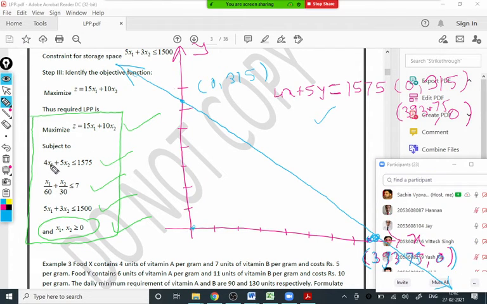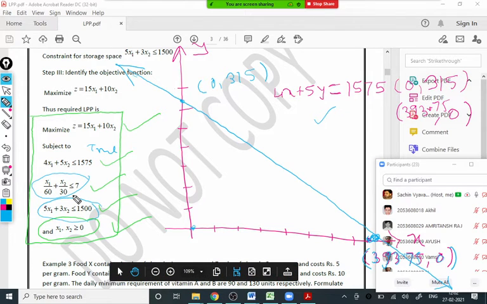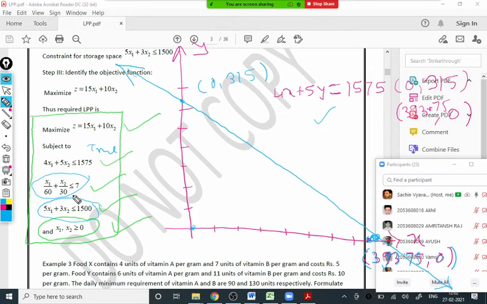Yes, very good. If you replace x1 and x2 with 0, you will observe 0 is less than 1575. That is true, so it is the origin side. So the region is this side. Like that, we draw the second and third constraints and find the feasible region. Then there is a theorem that says the maximum value occurs at one of the corner points of the feasible region.